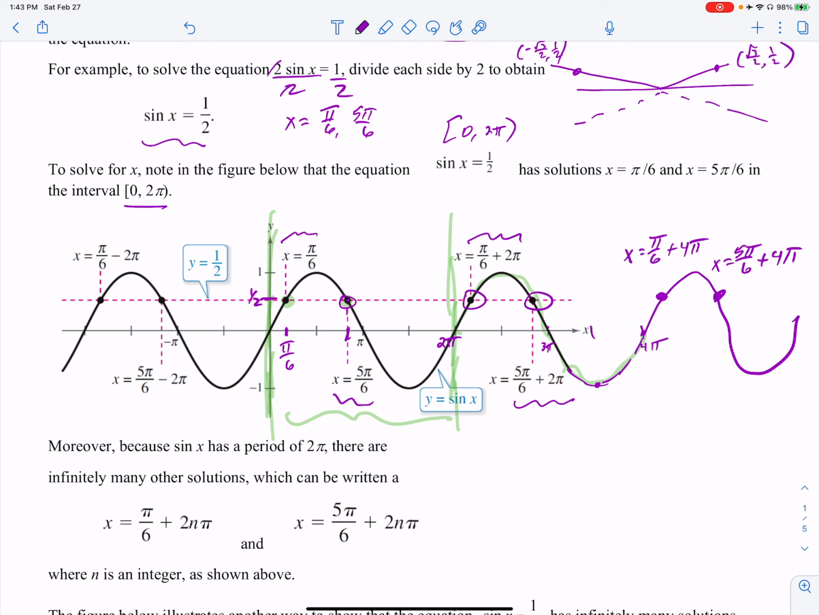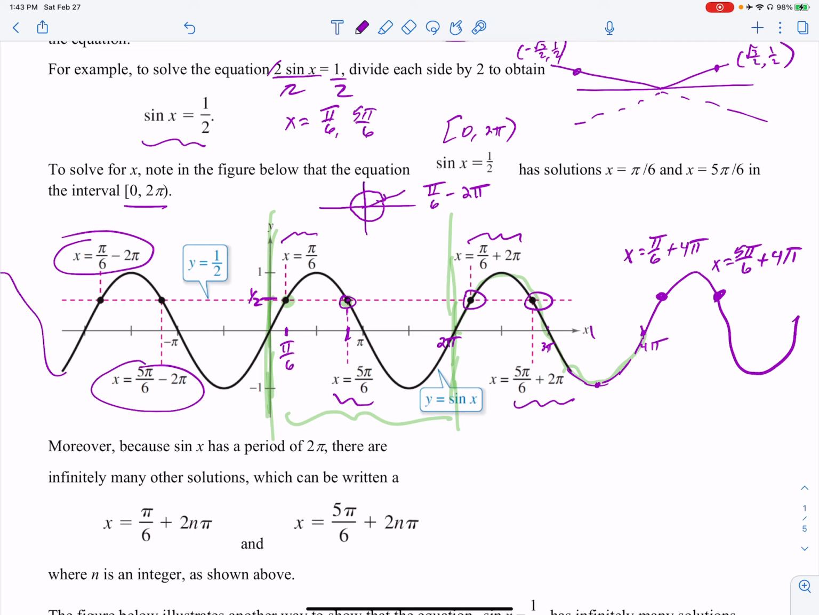Well, not only can I keep on hitting 1/2 with sine as I go to the right, I can do that as I go to the left. So think about being at pi/6 and then rotating backwards. So you have pi/6 minus a full rotation. You will be coterminal. And so we have that right here. Well, the same thing happens with the 5 pi/6.